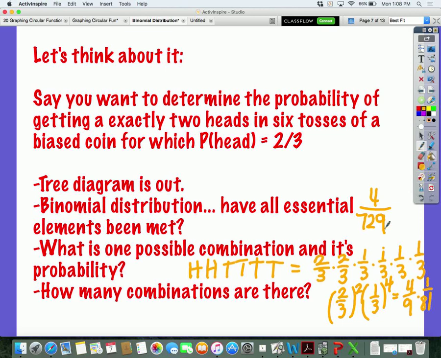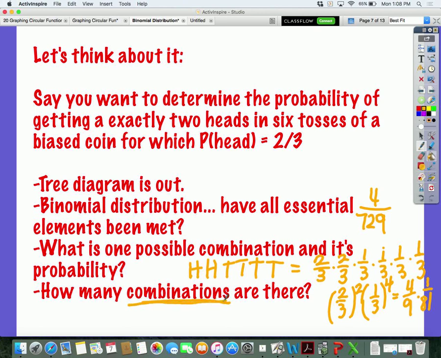729. 1 times 9, 8 times 9. 729. So the probability of getting this combination is 4 over 729. Now, how many combinations are there to get 2 heads and 4 tails? No, it isn't 729. Combinations. I don't want you to sit up there and list them, but how many combinations?